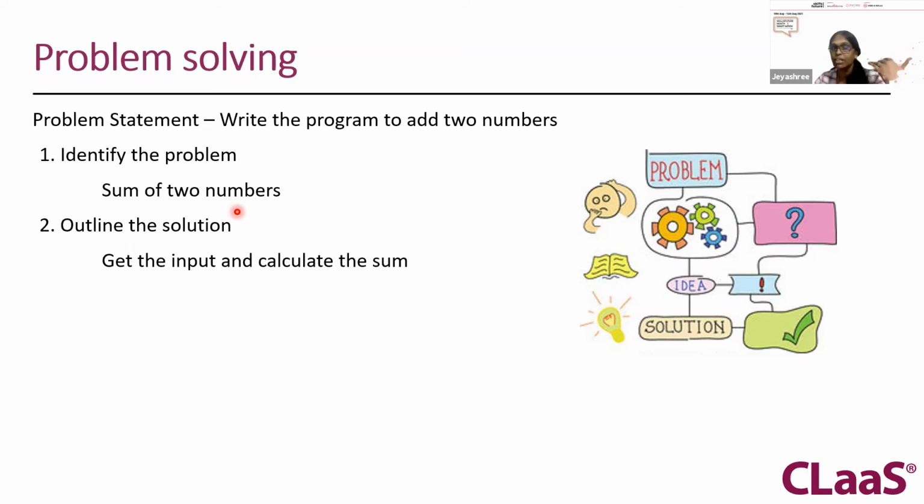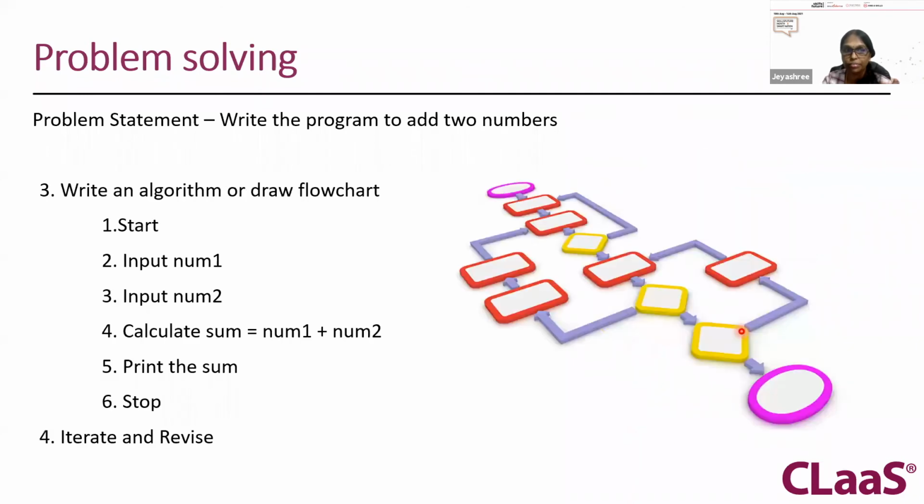That is the ideation we are having. So you identify the problem and come up with the idea, come up with options, then choose one and derive the solution. Once we have done that, we have identified that we need to get the input and calculate the sum. These are the two steps we need to do. So next step, how do we get the input? That is where we write a sequence of steps in simple English. That is called an algorithm.